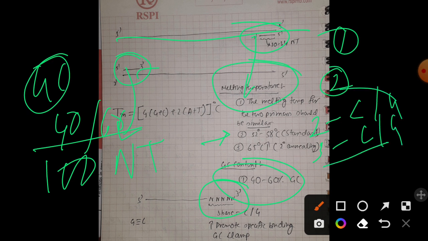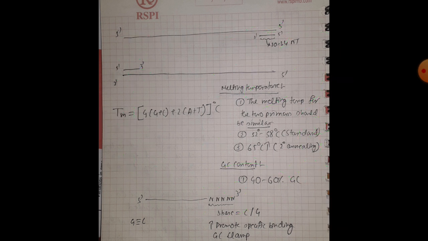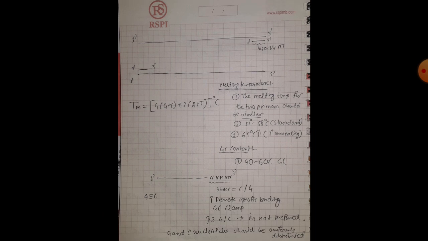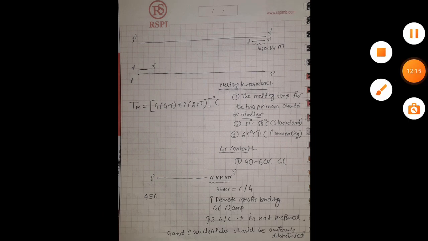Okay, they will help you with specific binding, but please don't go above 3, because if you go above 3, then it can create problems. Your GC content should also be equally distributed throughout the primer. If you use a cluster of GC, then it can promote mismatch priming.